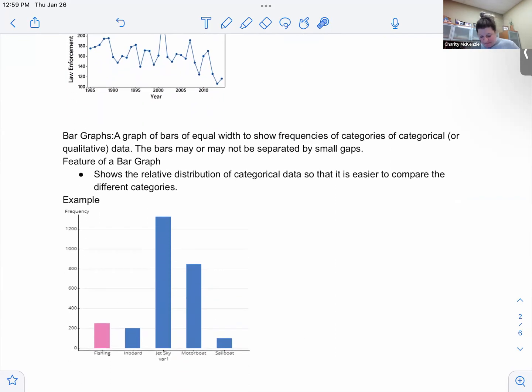Okay, bar graph. I now know how I got the pink on the fishing, but when I first made this, I didn't know I could click it and it would not be pink anymore. Anyway, so fishing should be blue.